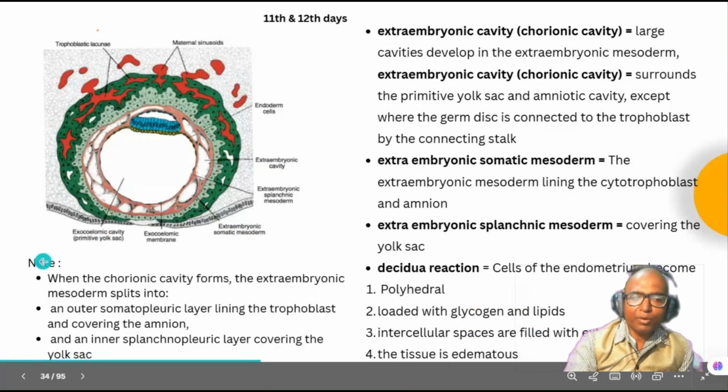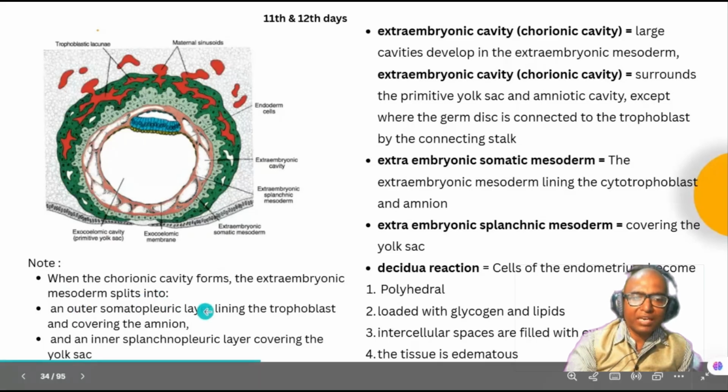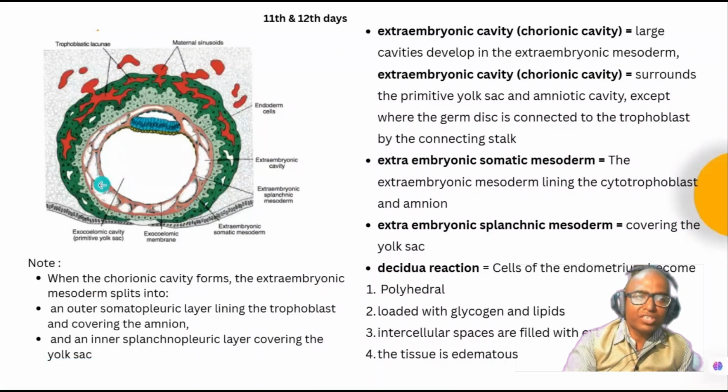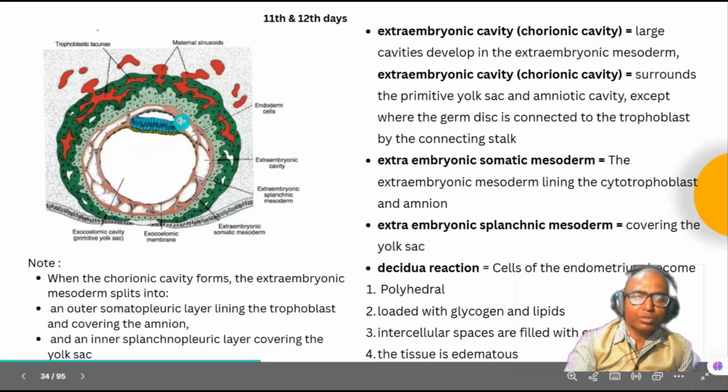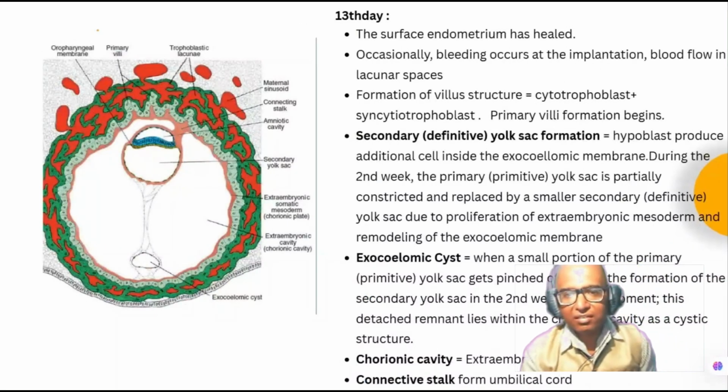One important thing to note: when the chorionic cavity forms, the extraembryonic mesoderm splits into two, an outer somatopleuric layer lining the trophoblast and covering the amnion, and an inner splanchnopleuric layer covering the yolk sac. The part of the extraembryonic mesoderm which covers the yolk sac forms the splanchnopleuric mesoderm, while the outer layer, which lines the amnion and the rest, is the somatopleuric mesoderm. We will see more in the next few slides.